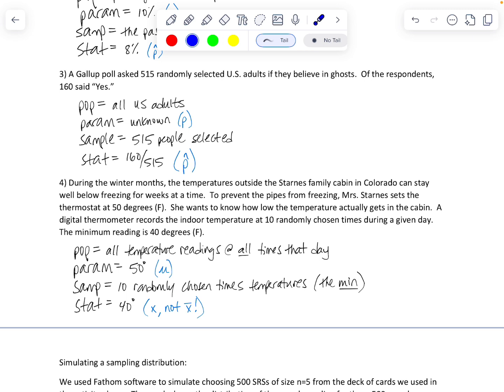The statistic is the 40 degrees. It's actually an X value representing the minimum. We don't have a symbol for minimum, but it's definitely not an X bar, okay? Do you remember the example we did in class yesterday with the cards and I was having you calculate medians?